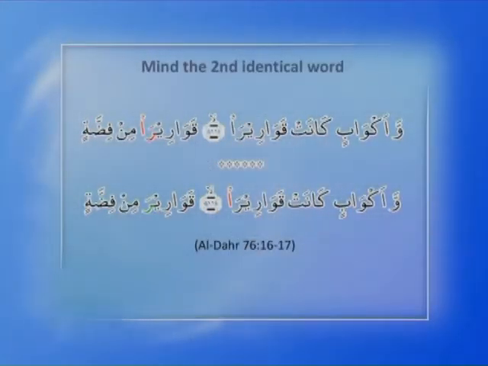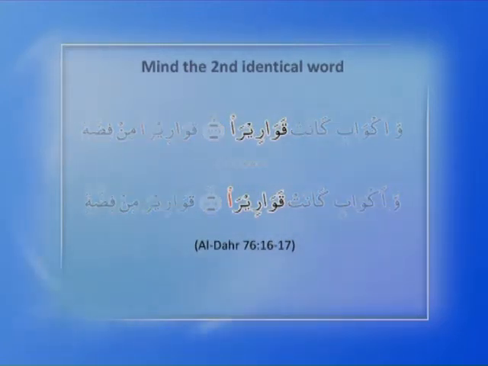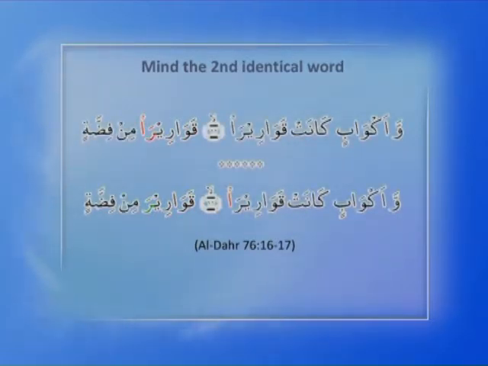Okay, this is another example, Surah Dahr, chapter 76, verses 16 and 17. Here you can find the word qawarira, followed by an excessive alif. Another word, qawarira, followed by an excessive alif in verse number 17. Verse number 16 ends on qawarira. This time, we are focusing on the second word.